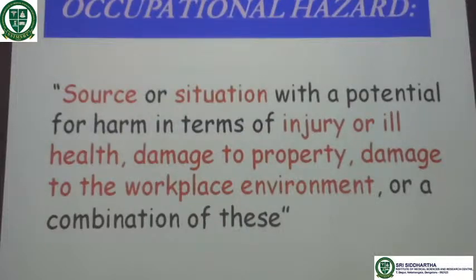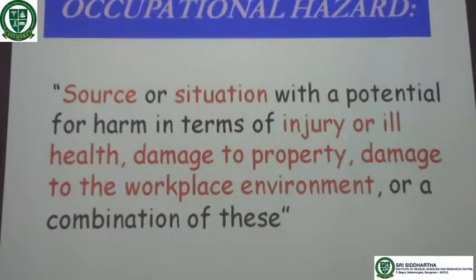So coming back to what we mean by occupational hazard: it is a source or situation with a potential for harm in terms of injury or death, damage to property, damage to the workplace environment, or a combination of these. So very important here is that in addition to injury or ill health, we need to consider other aspects, that is damage to the property or workplace environment. We can give n number of examples. Just remember the last 6 months or 1 year of what you have come across, even during this pandemic also.